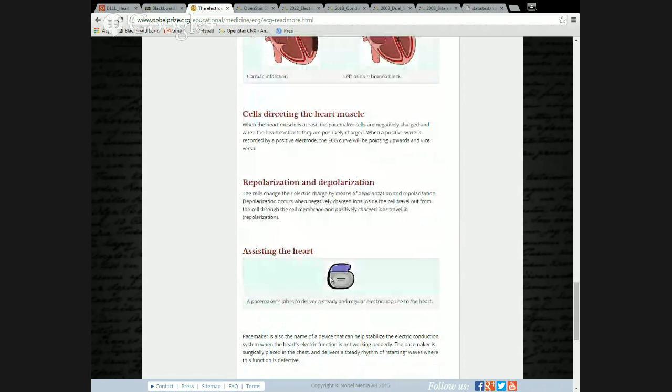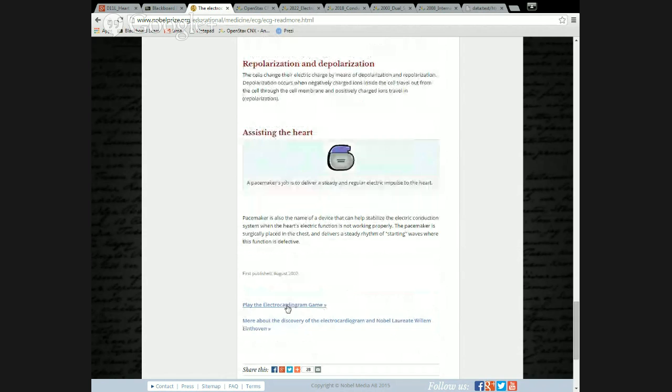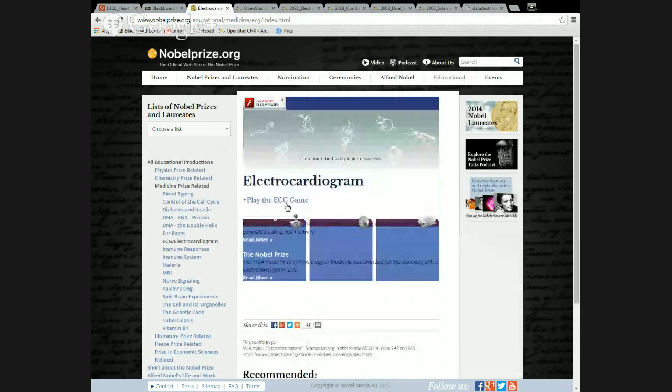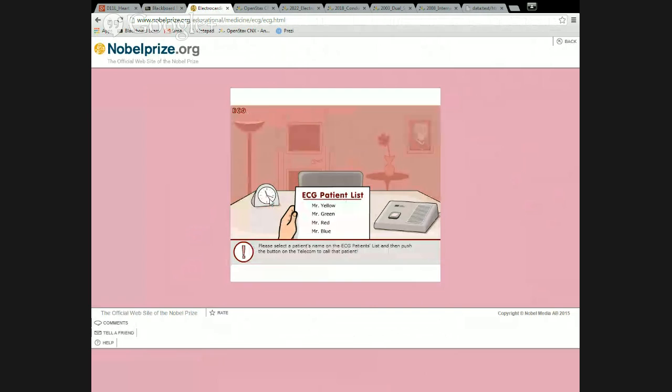It has a link here that says play the electrocardiogram game. Clicking on this will take you back to this page here, which is the page that I gave you the link to. So this link here goes to this page. You can find the link to the article if you want to read the article again. But really the point of going here is to get the link to the game. Now, this game is a little bit different from the blood typing game in that it's sort of a first-person shooter setup. But you're just looking out, and you're the doctor.